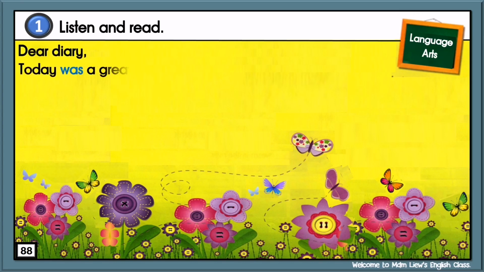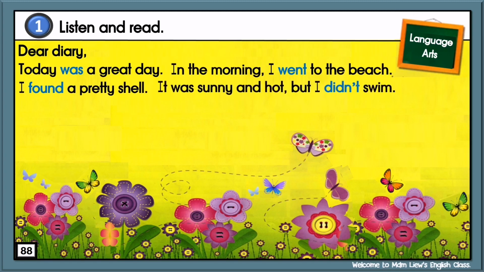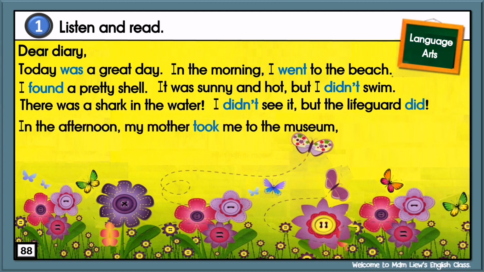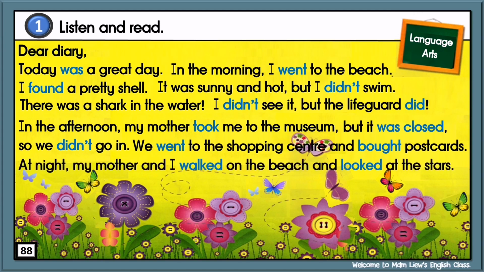Dear Diary, today was a great day. In the morning, I went to the beach. I found a pretty shell. It was sunny and hot, but I didn't swim. There was a shark in the water. I didn't see it, but the lifeguard did. In the afternoon, my mother took me to the museum, but it was closed, so we didn't go in. We went to the shopping center and bought postcards. At night, my mother and I walked on the beach and looked at the stars. They were beautiful.